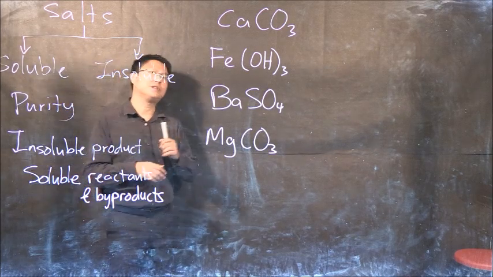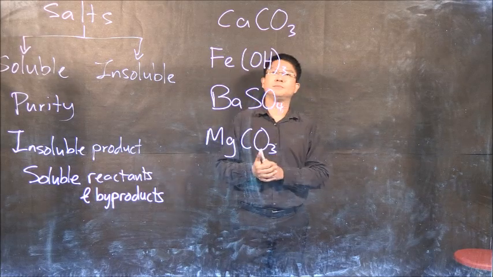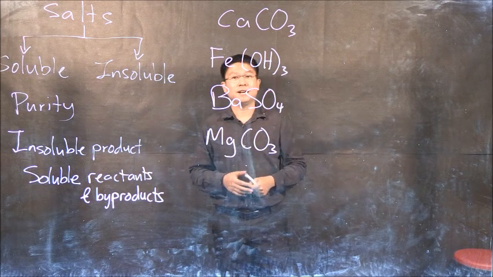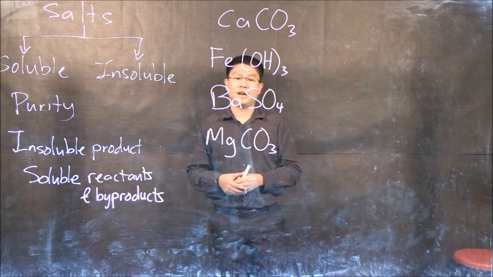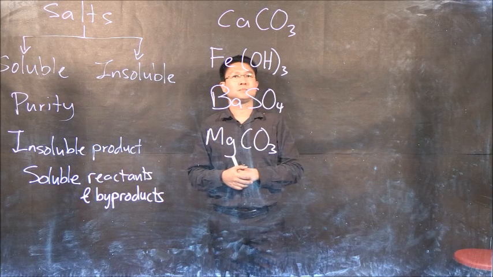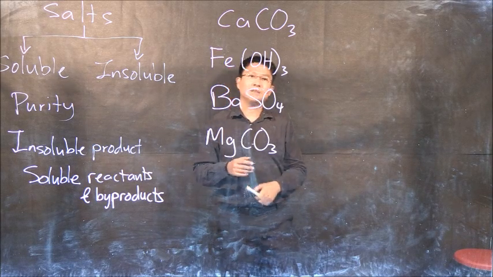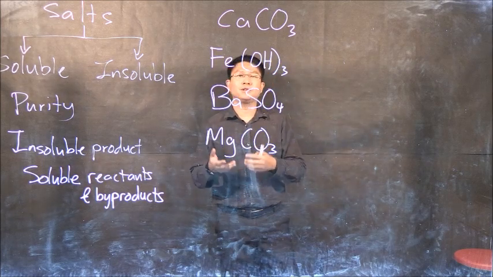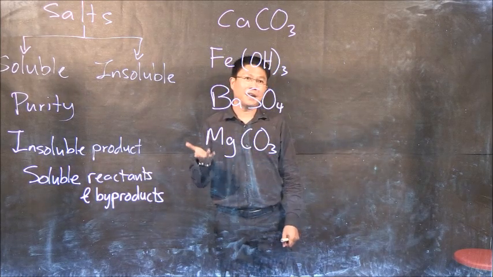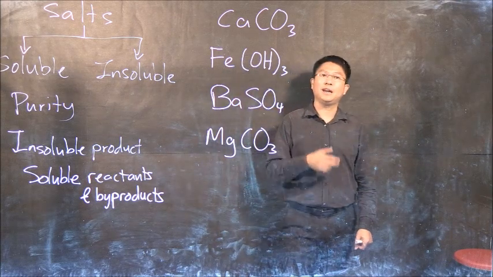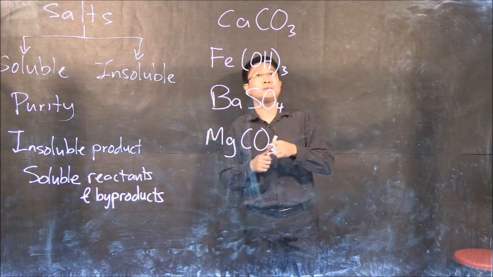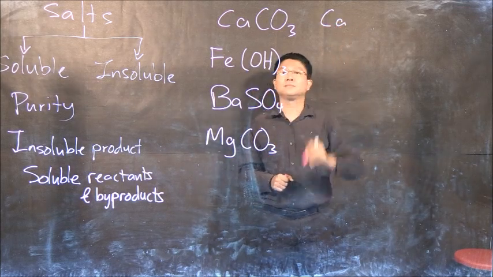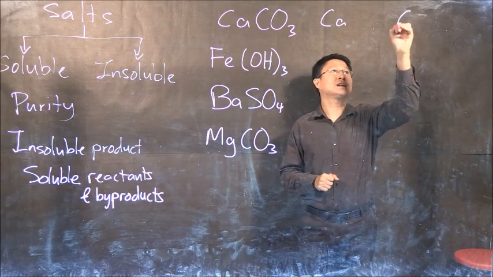Let us take a look at some of the different types of insoluble salts. These include calcium carbonate, iron 3 hydroxide, barium sulfate, and magnesium carbonate. As in the previous video, we understand that to produce the salt, we would need the cation and mix it together with the anion. So for calcium carbonate, I would need the calcium cation and the carbonate anion.